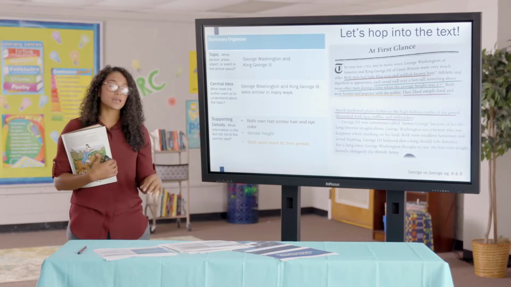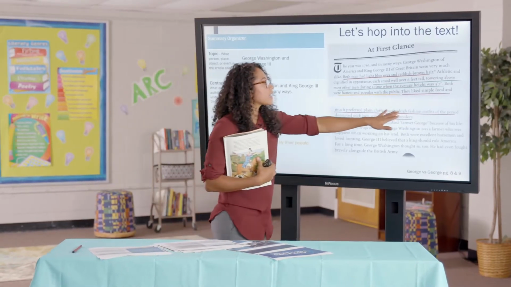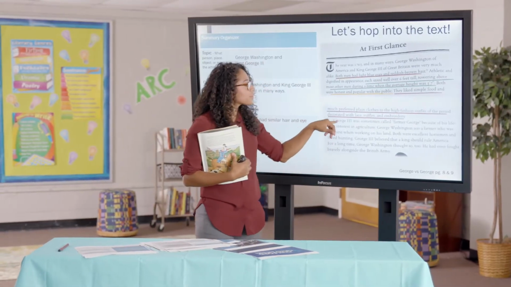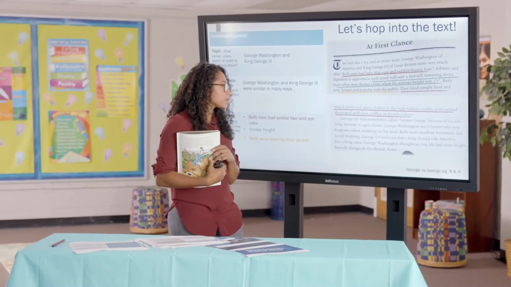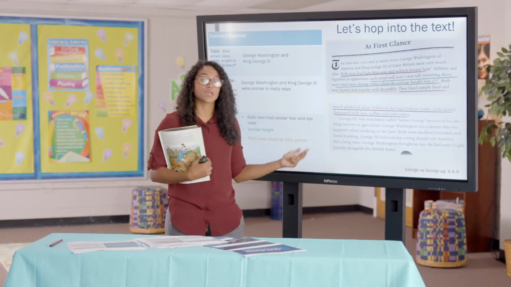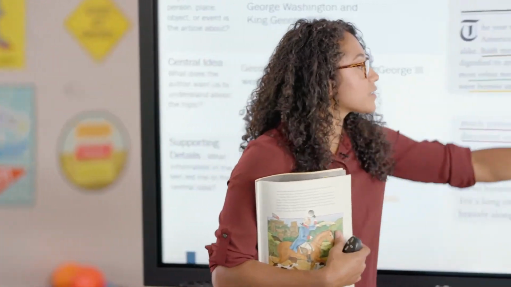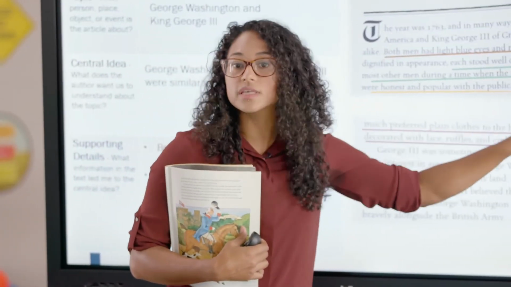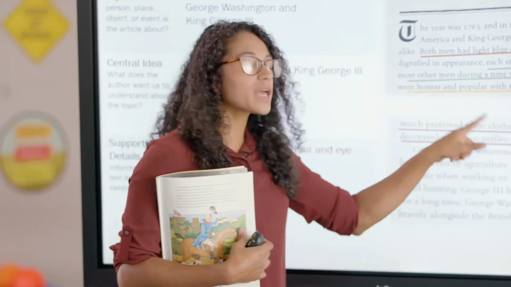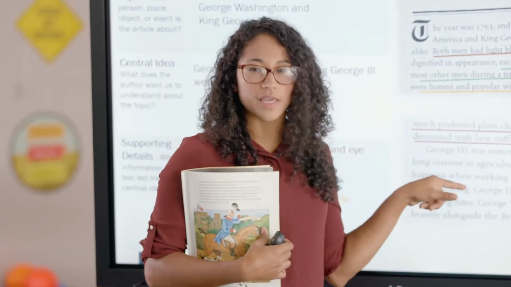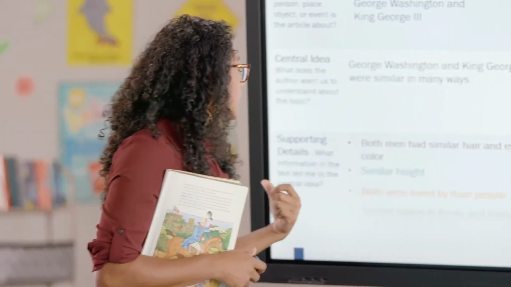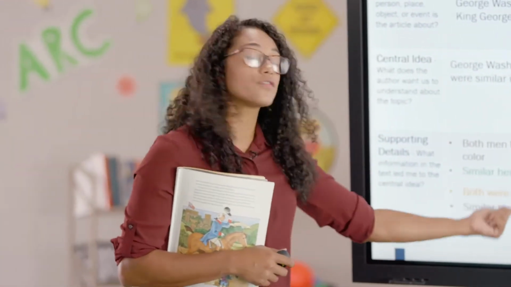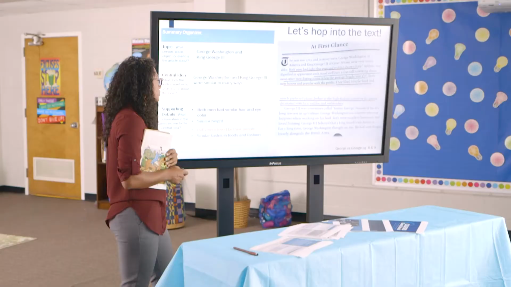Then in this section of the text, it says they liked simple food and much preferred plain clothes to the high-fashion outfits of the period decorated with lace, ruffles, and embroidery. So that helps me understand that they both like simple foods, and they like plain clothes instead of those really fancy clothes they wore at the time. So what I'm going to put in my graphic organizer is that they have similar tastes in food and fashion.